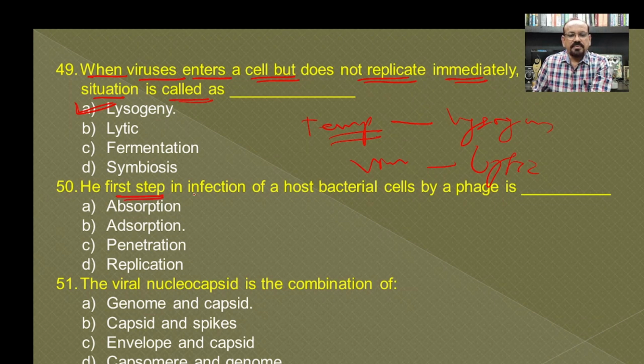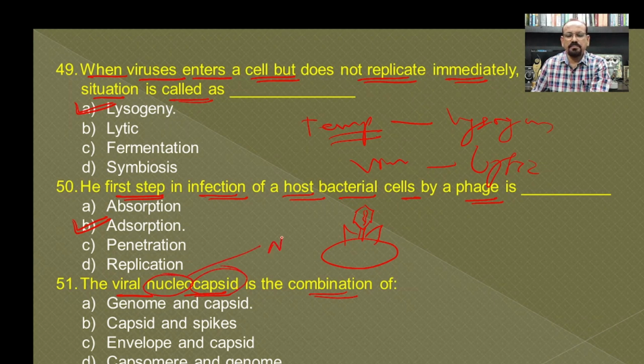The first step in infection of a host bacterial cell by a phage is, as we have seen earlier, the attachment of the bacteriophage on the cell wall of the bacteria, and this is the first stage, and this first stage is known as adsorption.